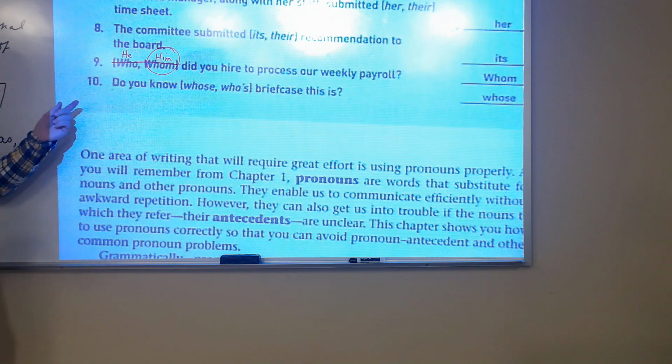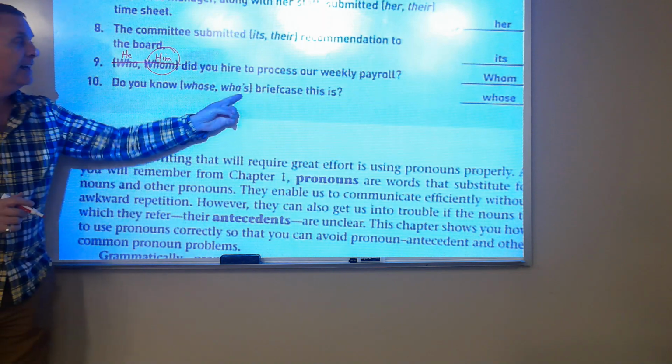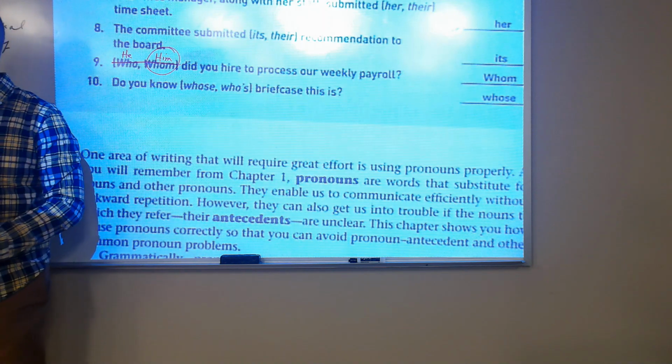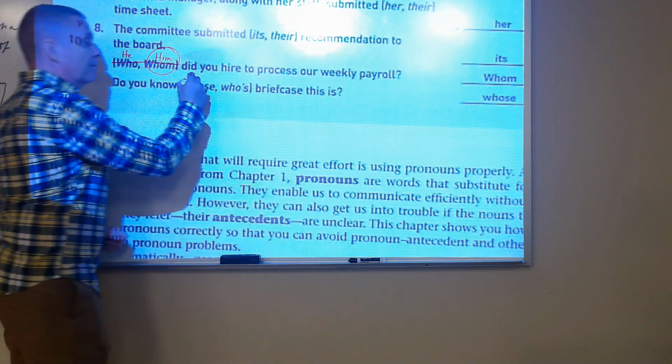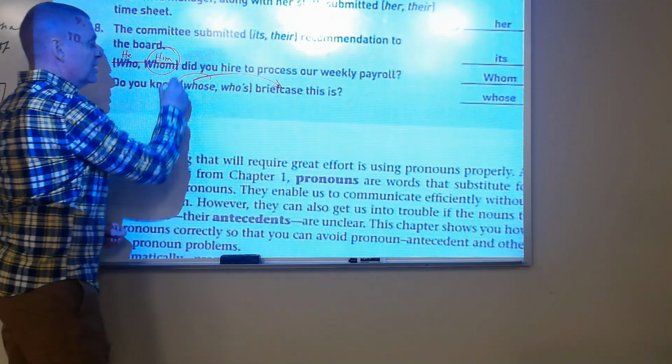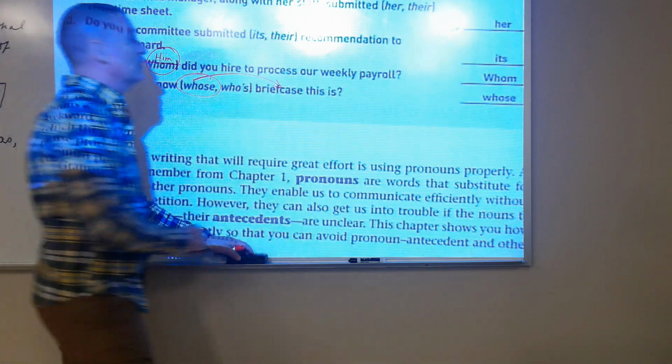And then, did you know whose briefcase this is? Who's is a contraction for who is. So it reads, do you know who is briefcase this is? So whose is a possessive pronoun possessing briefcase, so we'll use whose. All right, there's your pretest. That's what we're covering in this chapter. Now let's look at each of those elements individually.